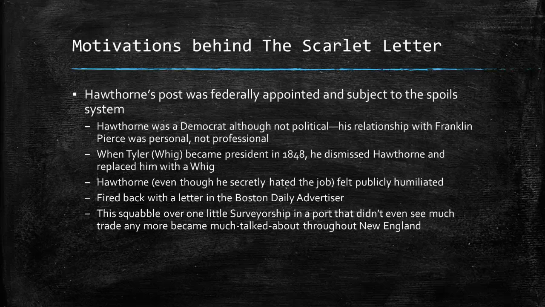Nevertheless, when President Tyler became president in 1848, Tyler being a Whig, he dismissed Hawthorne and replaced him with a member of the Whig Party. Hawthorne wasn't the sole target of this attack. Tyler didn't have anything against Hawthorne himself, other than the fact that Hawthorne was of the opposing political party. And it was part of Tyler sort of cleaning house, as a lot of presidents do.